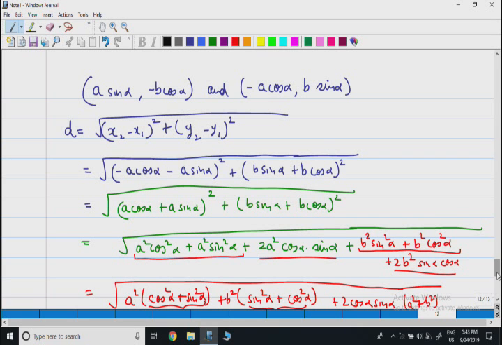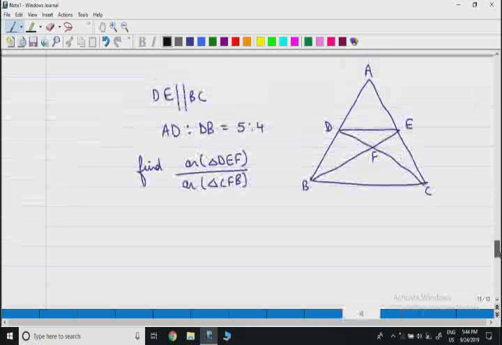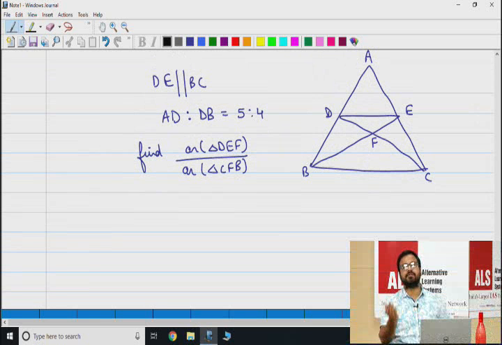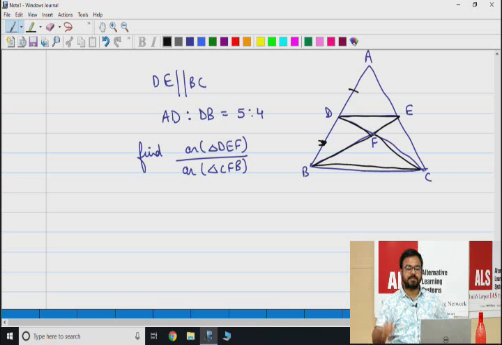Okay, that's great. Now let's move on to the question which we were doing. Most of you have given the answer as 25:16. You have just squared the ratio, but that will not work over here because this is the ratio of AD and DB, and we are looking for DEF and CFB. Now if you look closely, I'm giving you the hint.